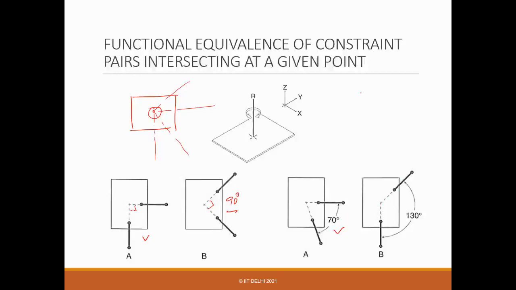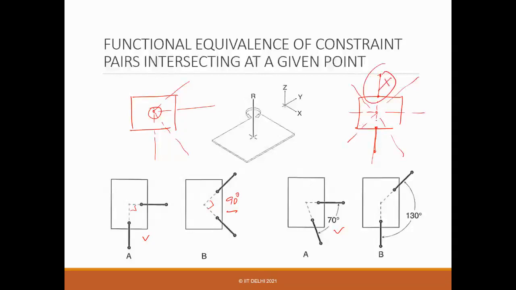Otherwise, what will happen in that case? If it's 180 degrees, suppose this is the point, then the other point will be like this, right? So what will happen? Now this is over constraint, and it's constraining only along one line. There is no other line, right? So it's going towards over constraint. So this is not acceptable.